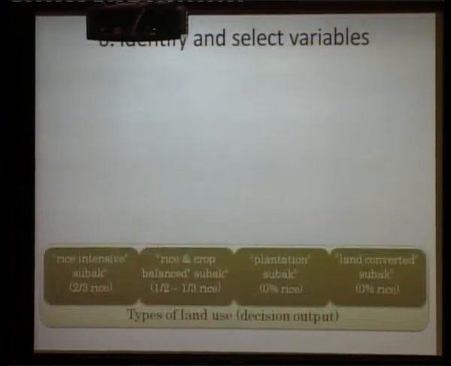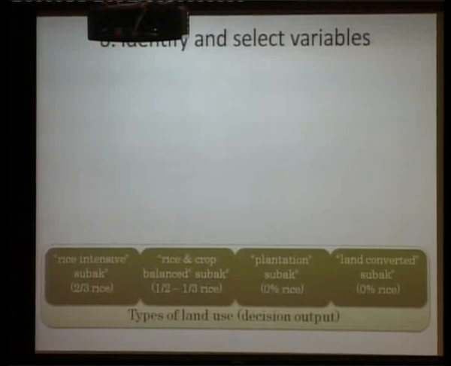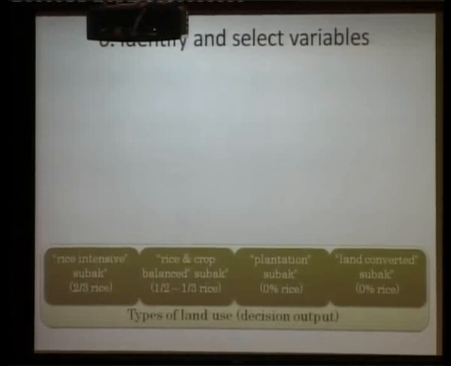So we identify the selected variables. Particularly for land use change, there are 4 types of land use we identify. I'm not sure if you can read, but as I said, rice intensive SBAC. SBAC is a Balinese word. It's a farmers group producing paddy. So you can do paddy. Then it's like 100% paddy.